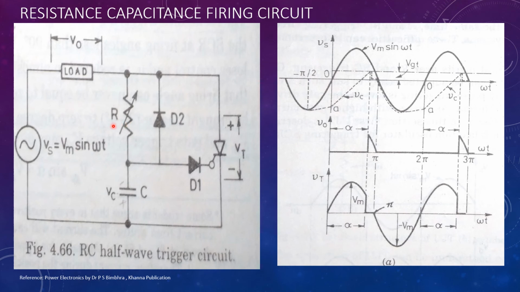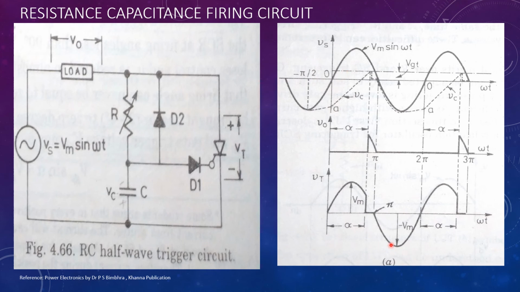If the value of this resistance is very large, the time required for the capacitor to reach gate trigger voltage will be larger. If the value of this resistance is small, the time required for the capacitor to reach the gate trigger voltage will be smaller. At this point, the voltage across the capacitor is minus OA. If the value of resistance is small, the capacitor gate voltage will reach VGT before 90 degree.